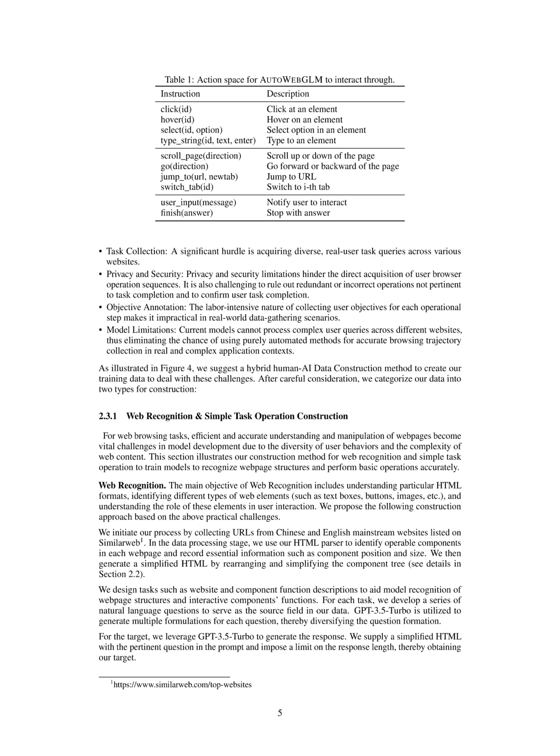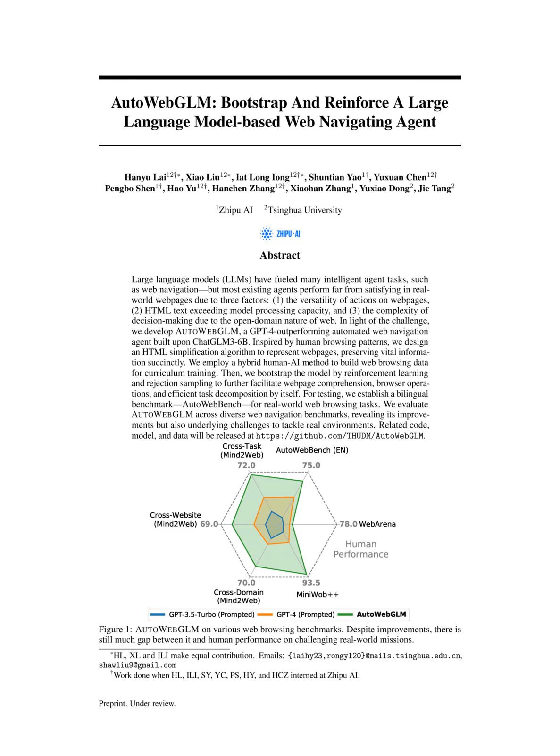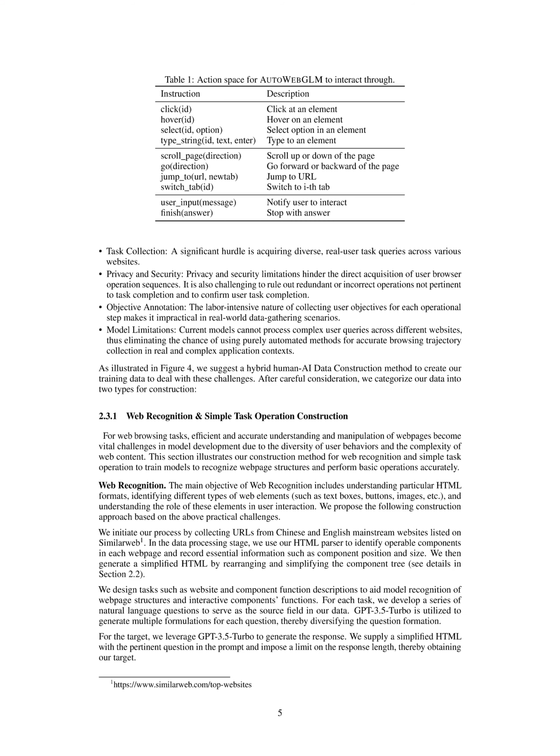2. Privacy and security. Privacy and security limitations hindered the direct acquisition of user browser operation sequences, making it challenging to gather data without compromising user privacy. 3. Objective annotation. The labor-intensive nature of collecting user objectives for each operational step made it impractical in real-world scenarios, as annotating each step for training data was time-consuming.